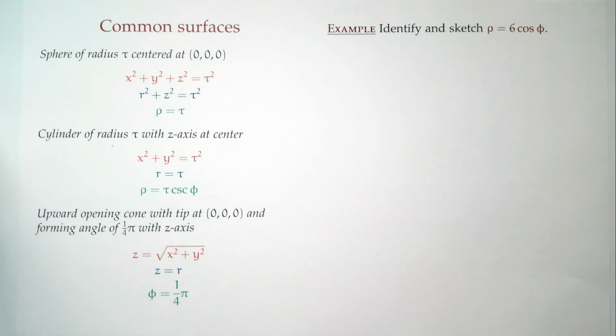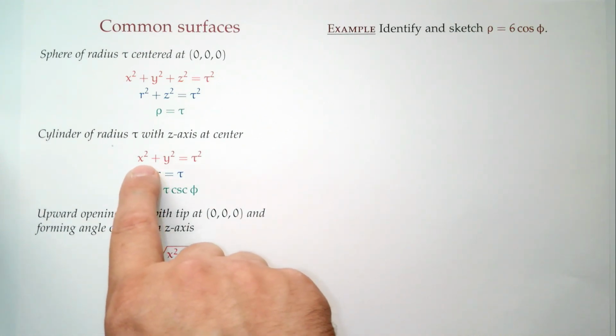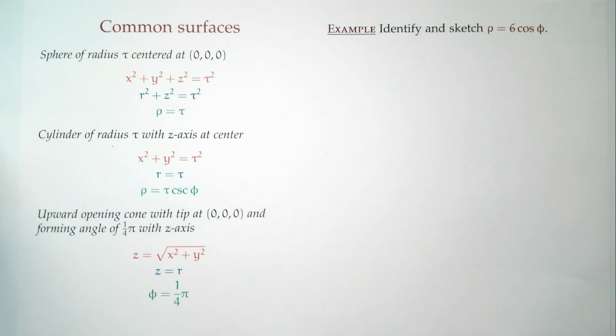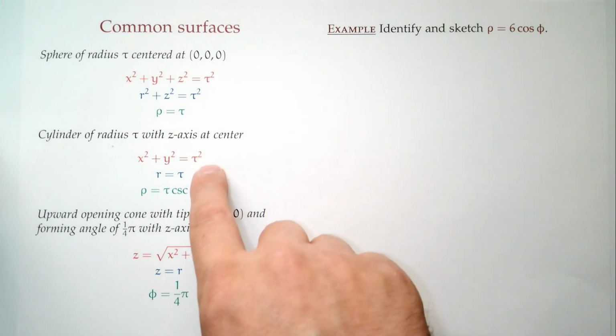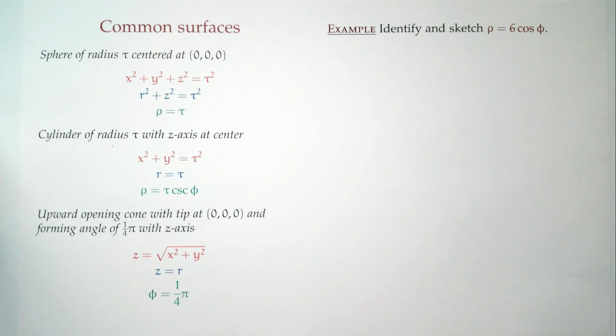What if you have a cylinder? Well, cylinder, x squared plus y squared equals tau squared, because what it is, it's a circle that just doesn't have any z part to it. So that's not too bad. But again, that's in Cartesian. If you switch to cylindrical coordinates, all of a sudden, beautiful. r equals tau. Elegant, elegant. What about spherical? And it's like, whoa, that doesn't look elegant at all.